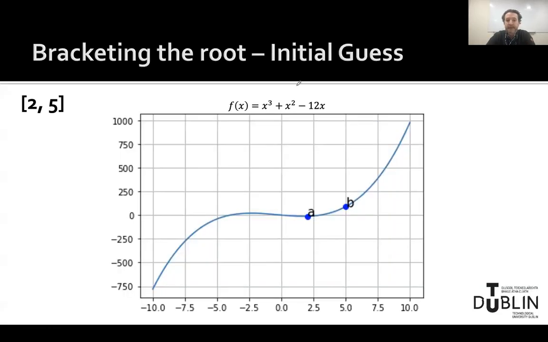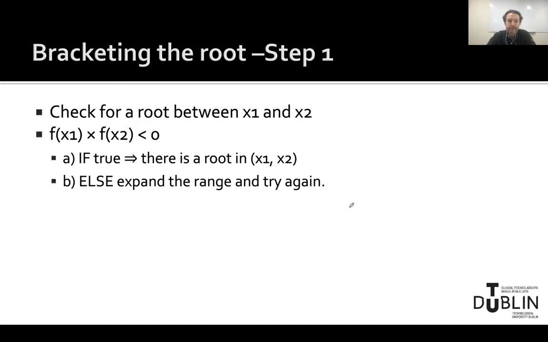So let's say you have some function, x cubed plus x squared minus 12x, and you want to find a root. So you want to find a root between 2 and, you say, okay, I think there's a root between 2 and 5. What's a requirement for there to be a root between 2 and 5? That means that the f of 2 and the f of 5, one has to be below 0, and one has to be above 0. To check that's the case, that means you have a negative and positive. So the x1 is the left side, x2 is the right side.